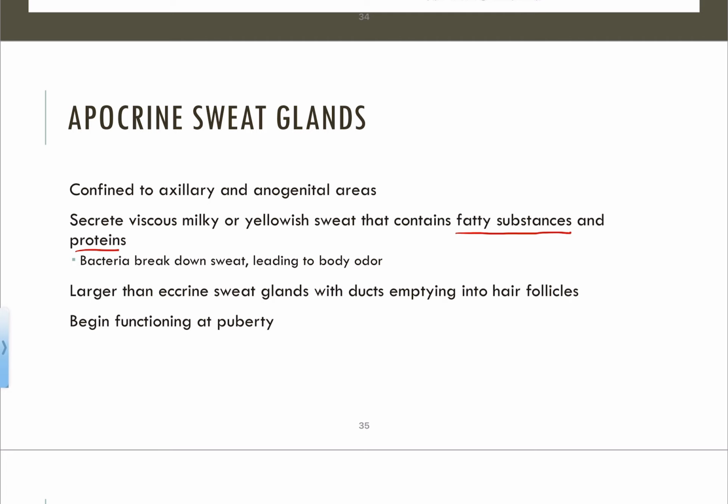So typically the secretion, even though it does contain fatty substances such as lipids and proteins, it's initially odorless, but as bacteria break down your sweat, the breakdown is what's going to lead to body odor. So these again are located in areas where you think you would have the most body odor. So again, your axillary or armpit areas. They are slightly larger than eccrine sweat glands, and they're also a little bit deeper in the dermis as well. Some of them do have ducts that empty into hair follicles, but for the most part, they open up into pores on the surface of your skin.